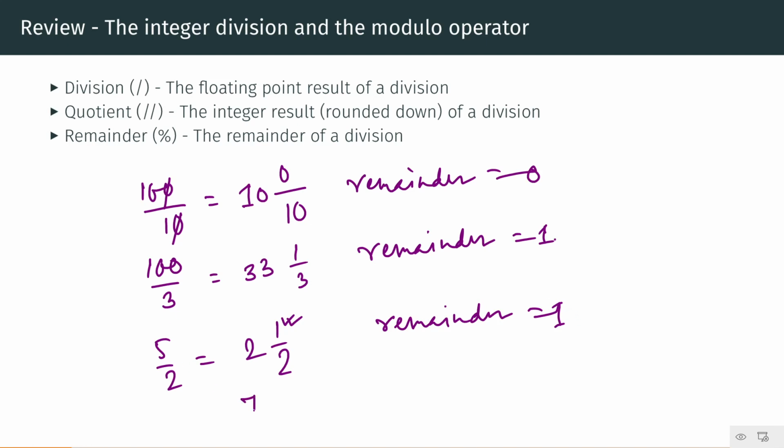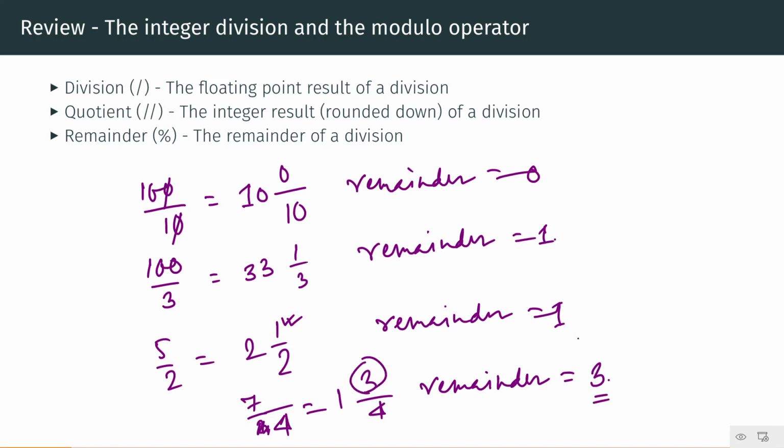Let's take another example. Let's say 7 over 3, right? So actually, let's take 7 over 4. So 7 over 4 gives you 1 3 over 4, right? That's the mixed fraction representation, or 1.75, whichever you like, right? And the remainder in this case would be 3, right? So if the mixed fraction has an integer numerator, then your remainder is an integer.